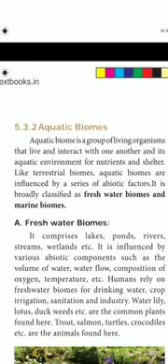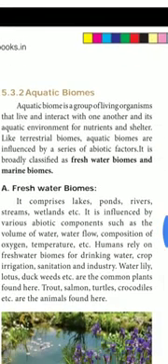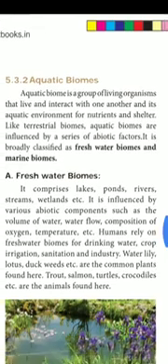Okay. Next one is the aquatic biome. Here, the aquatic biome is divided into two types. What are the two types of aquatic biome? Freshwater biomes and marine biomes. Aqua means water, isn't it? An aquatic biome is a group of living organisms that live and interact with one another and their aquatic environment for nutrition and shelter. So what do you mean by aquatic biomes?